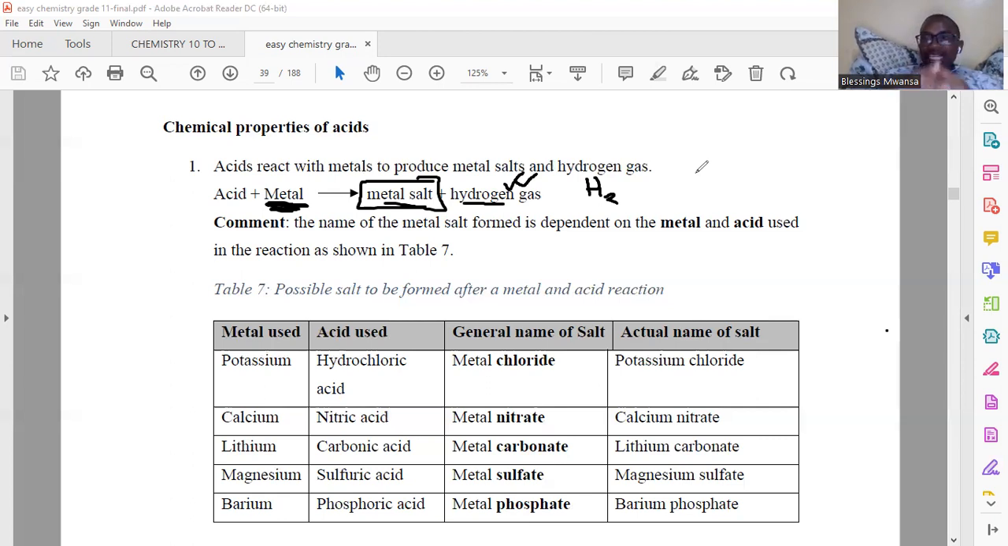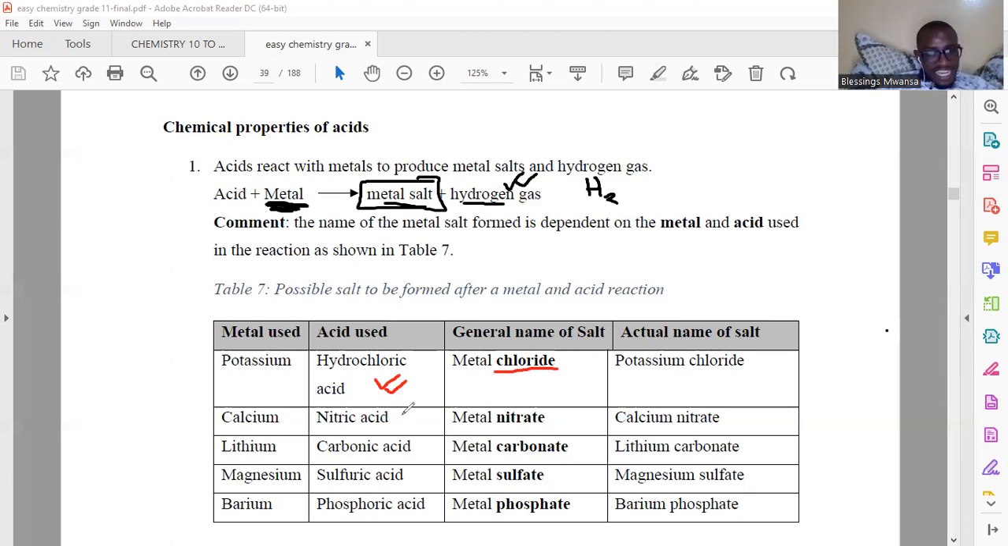Now, if we're going to produce what is known as a metal salt, a salt that is produced is entirely dependent on the acid that you're using. The name of the salt that you're going to produce is entirely dependent on the acid that you are using. And that is what this table is trying to emphasize. So in a case where I am using hydrochloric acid, I can only produce a salt that is known as a chloride salt.